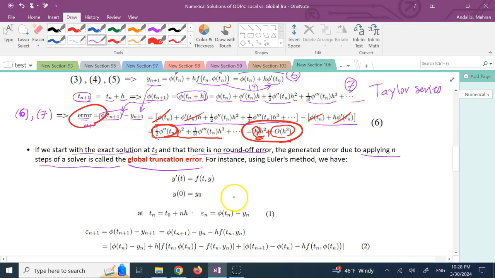This time the error is going to be what? The phi at tn minus y at tn, but starting at t of 0. So let's say at y0 the value is y naught and y prime is still f of t plus y. At the nth step, tn equals t0 plus n times h. And epsilon n here is phi of tn minus y, and this is the term, as I said, that we are going to calculate, and we call it what?